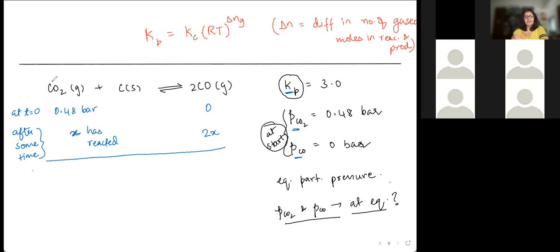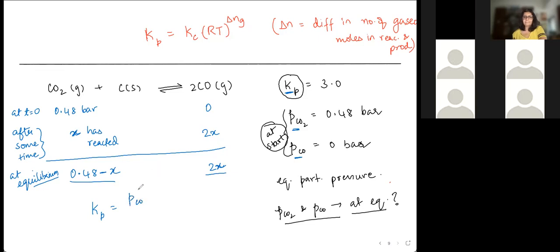In the vessel, how much CO2 will be left? 0.48 minus X. We're doing minus X because it has reduced by that much, so the pressure also will be reduced by that much. And what will be the partial pressure due to CO at equilibrium? 2X. 2X has been produced, so whatever partial pressure is there due to CO will be 2X only. Then you just use this, right? There you go. Okay, KP is?